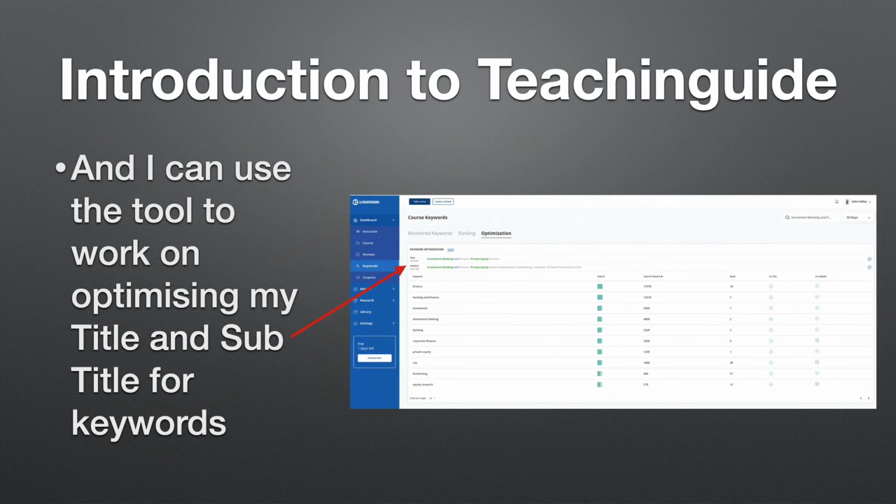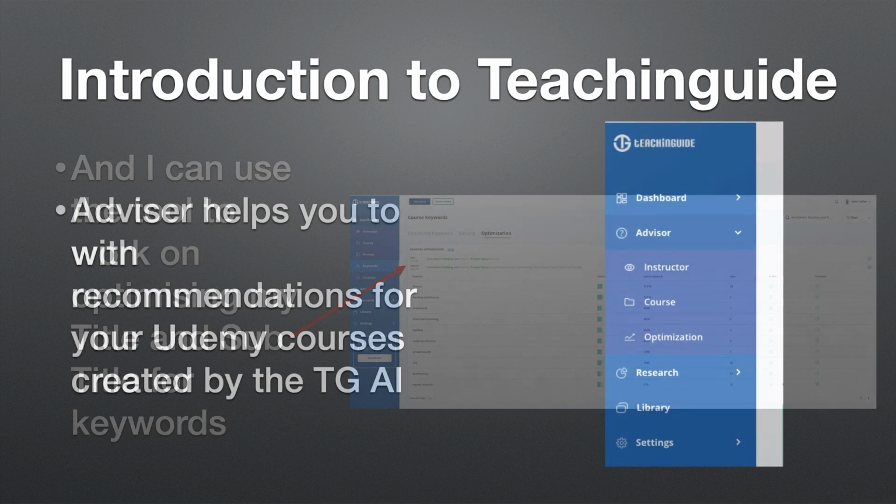I can also use the tool to work on optimizing my title and subtitle, because here I have them listed at the top. You can see in green where the keywords are getting picked up, and you can see the keywords and particularly the search volume associated with those keywords below them, and it gives you the ability to literally play in real time. You have to go in and make the corrections in Udemy, but you can adjust and play and see how your titles get treated and picked up for keyword optimization.